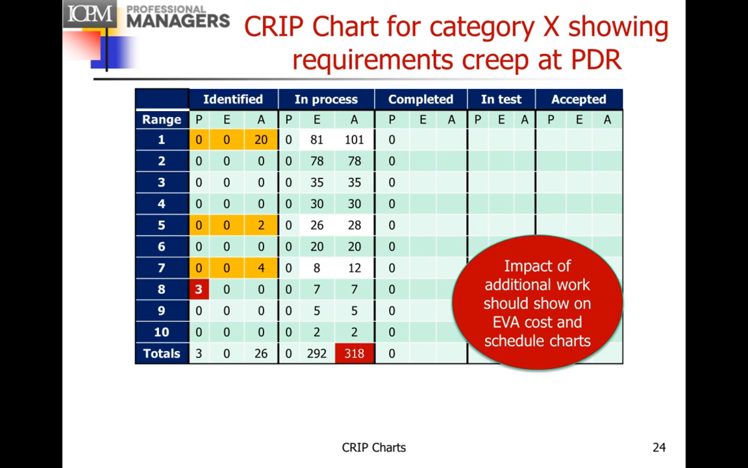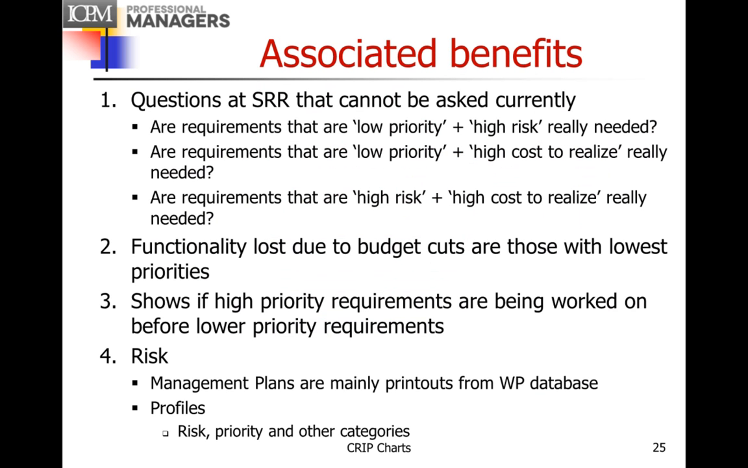And similarly, the impact of the additional work on those extra 26 requirements should show up on our EVA cost and schedule charts. If they don't, there's something wrong. There are other examples of using the CRIP charts on both good projects and challenge projects in Chapter 19 of my book, Perceptions of Systems Engineering.